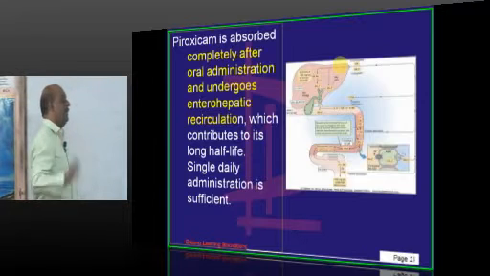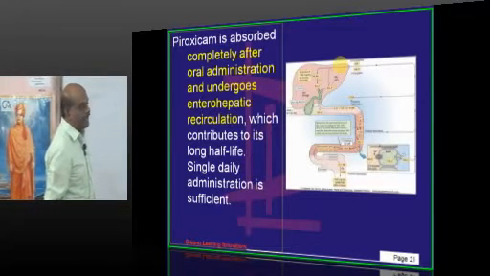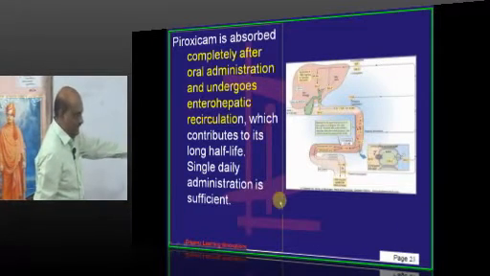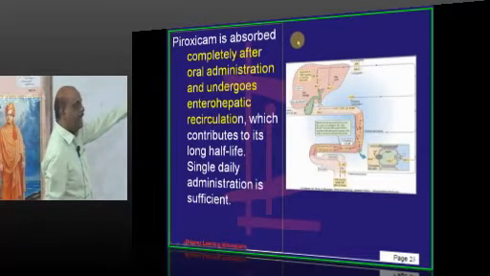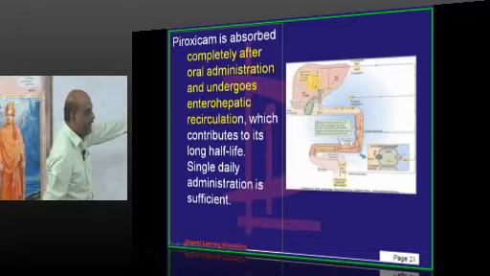That is the story. So what is enterohepatic circulation? From the intestine through the portal system, it is reabsorbed back, goes back into liver. Whereas other drugs, what happens?